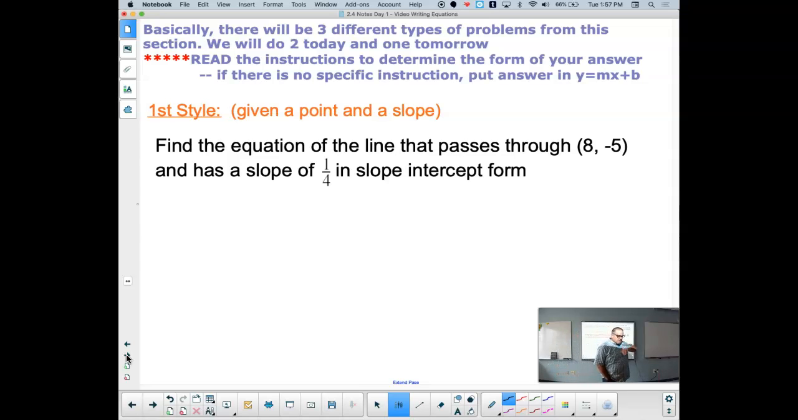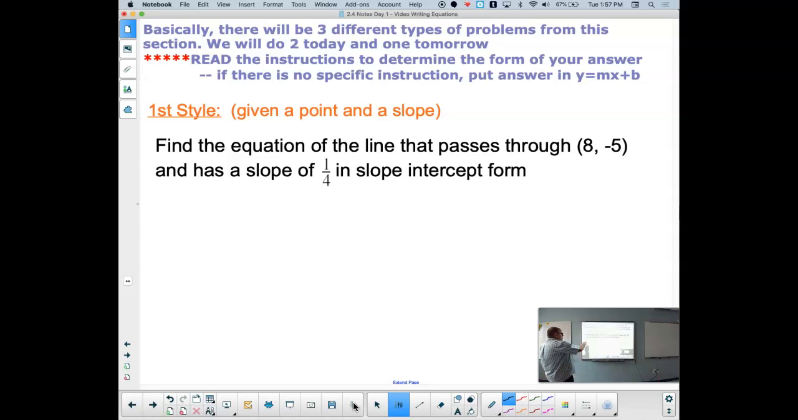Okay? If there are no specific instructions, if it just said something along the lines of like this, if it just said that, then slope-intercept form is your go-to. Okay? But if it specifically says which form that you're going to be in, then you need to be in that particular form. Okay?